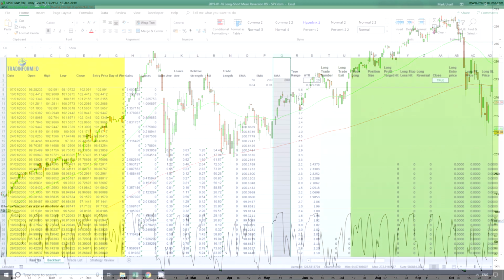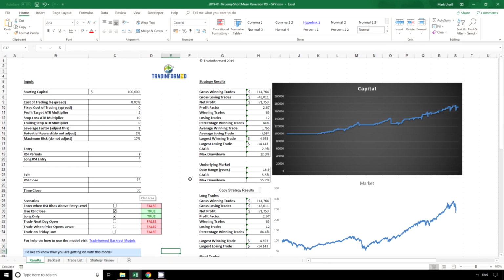So if I go back to the model, you can see the results and you can see the assumptions that I have started off with here. You can see I am using a two-period RSI. Now, this may seem a very small period RSI, but as I said, this is influenced by the work of Larry Connors, and this has been borne out by the testing that I have done as well.